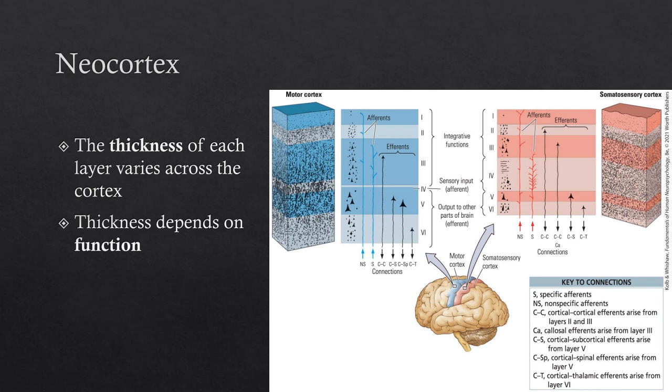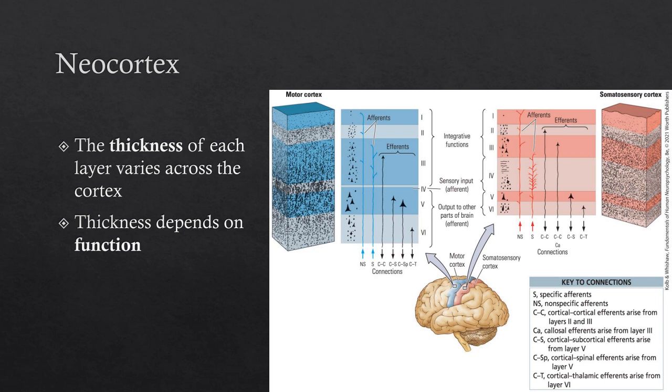So regions like the parietal lobe and the occipital lobe are predominantly sensory areas as well, so they have a thicker layer 4. So somatosensory cortex, parietal cortex, visual cortex, these regions are going to have a thicker layer 4 compared to motor cortex.